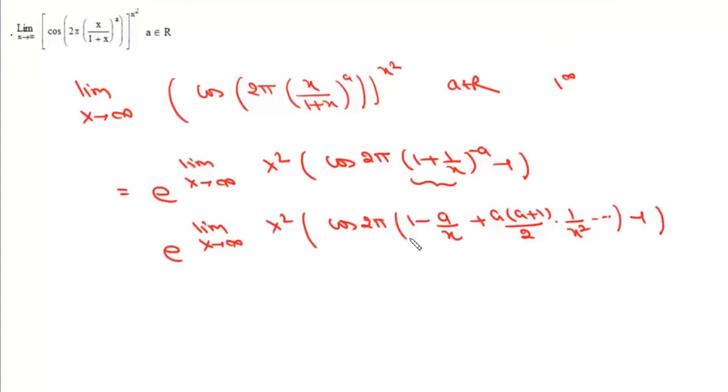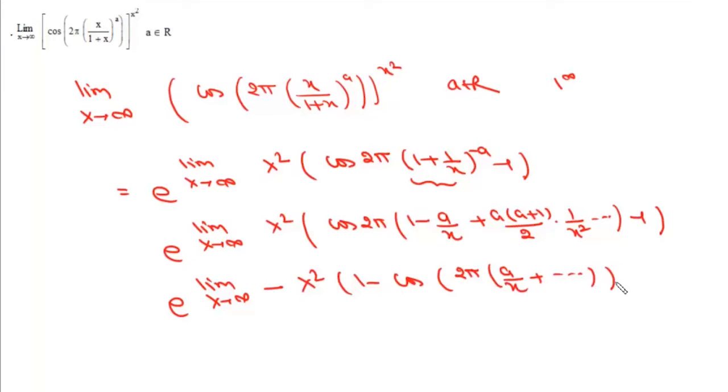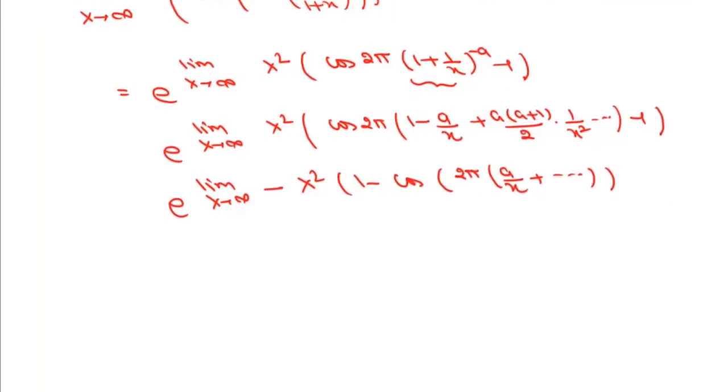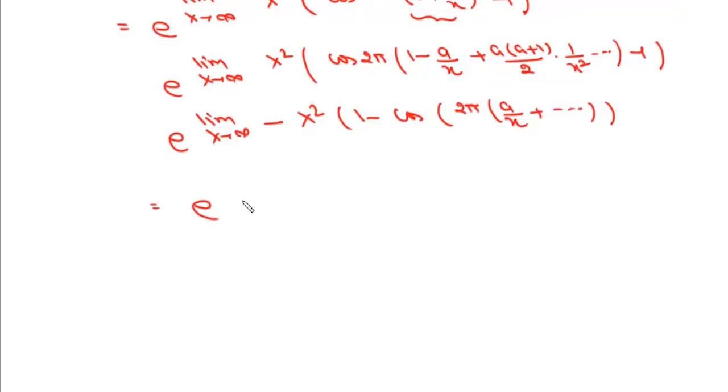Now cos(2π − θ) is cos θ. So we can write this as e to the power limit x tends to infinity, and we'll take minus common. So it will be x square (1 − cos(2πa/x)) plus other terms. Now we'll rewrite this as e to the power limit x tends to infinity of −x square (1 − cos(2πa/x)).